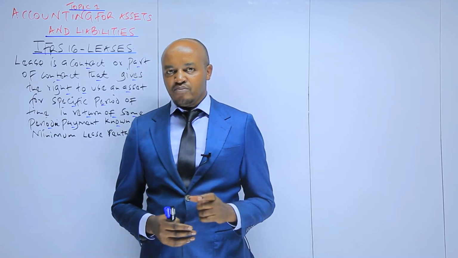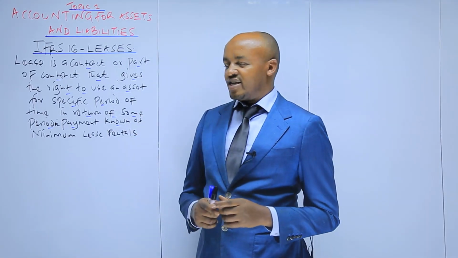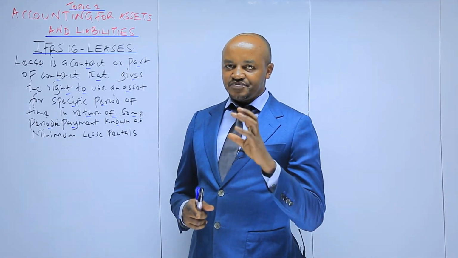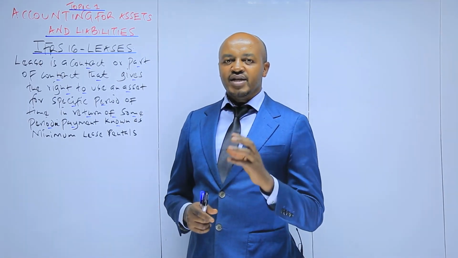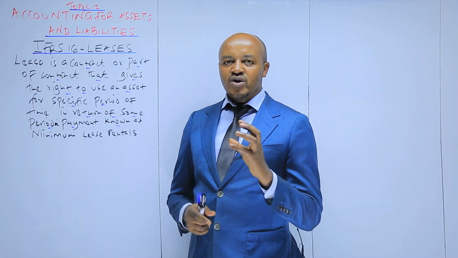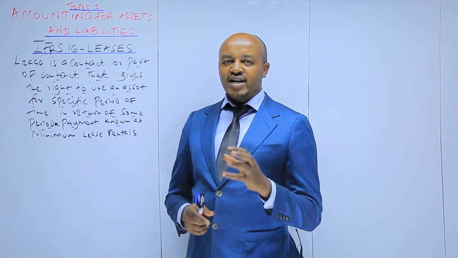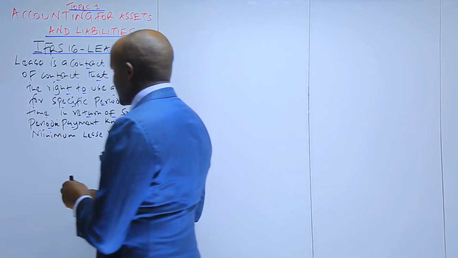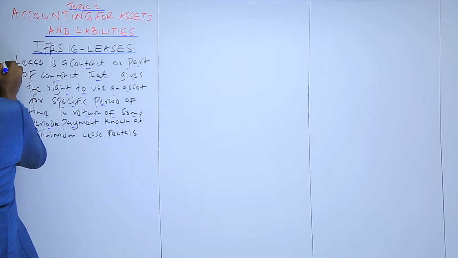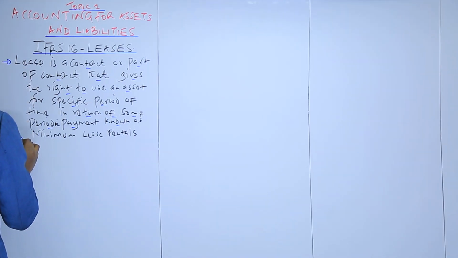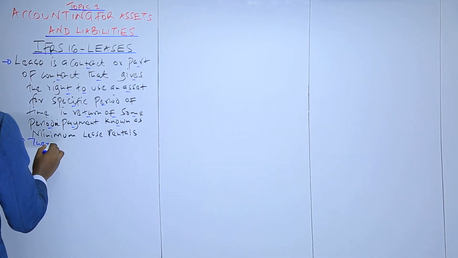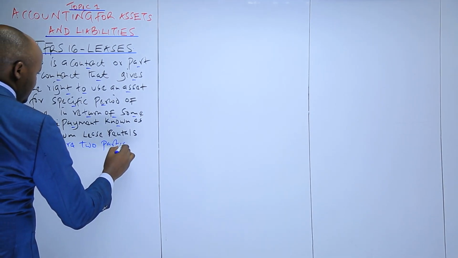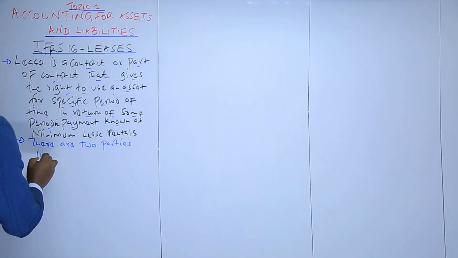It is important to note that in a lease contract, we have 2 parties. We have the owner of the asset, who in other terms we refer to as the lessor, and then we have the person who has been given the right to use an asset. Therefore, we can say here that in a lease, there are 2 parties involved in this contract.